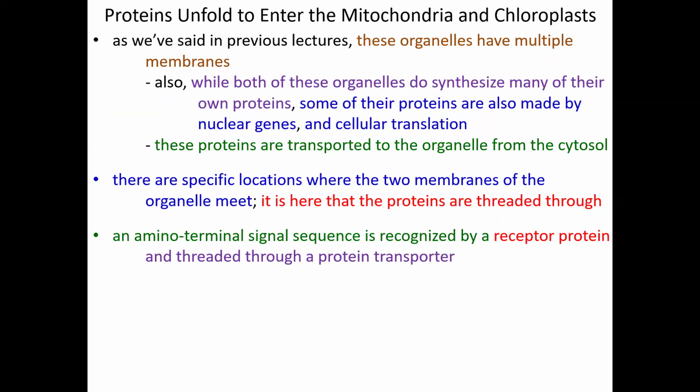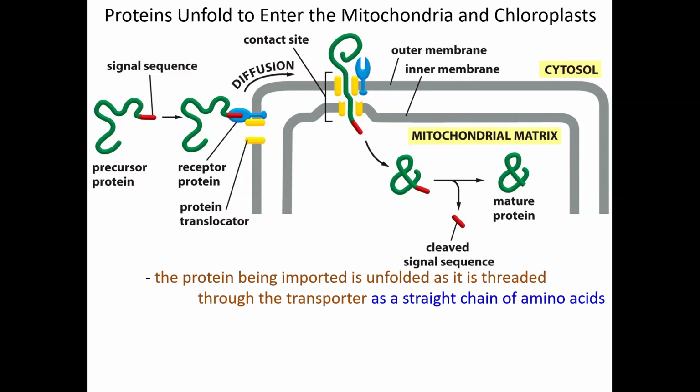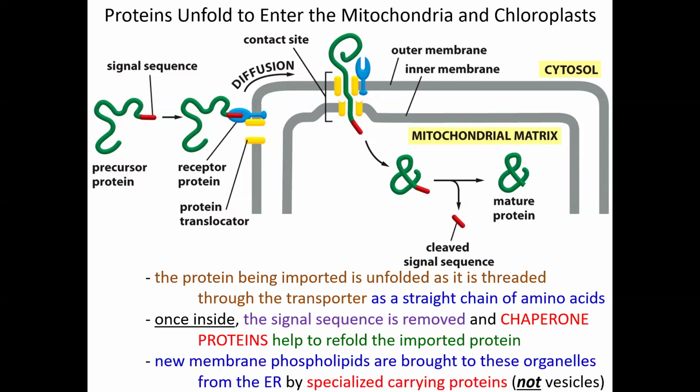Again, we have the right signaling sequence on this protein. That's why this is happening at all. That signaling sequence is being recognized by a receptor protein and threaded through the correct transporter. And then once inside that organelle, that signaling sequence can be snipped off and the protein can be folded. If the protein needs help folding, there could be chaperone proteins in the matrix to help the protein fold properly, but the protein will fold and do its job. So unlike transport into the nucleus, transport into the mitochondria or the chloroplasts requires the protein to unfold and be threaded through in its primary sequence, in its primary shape.